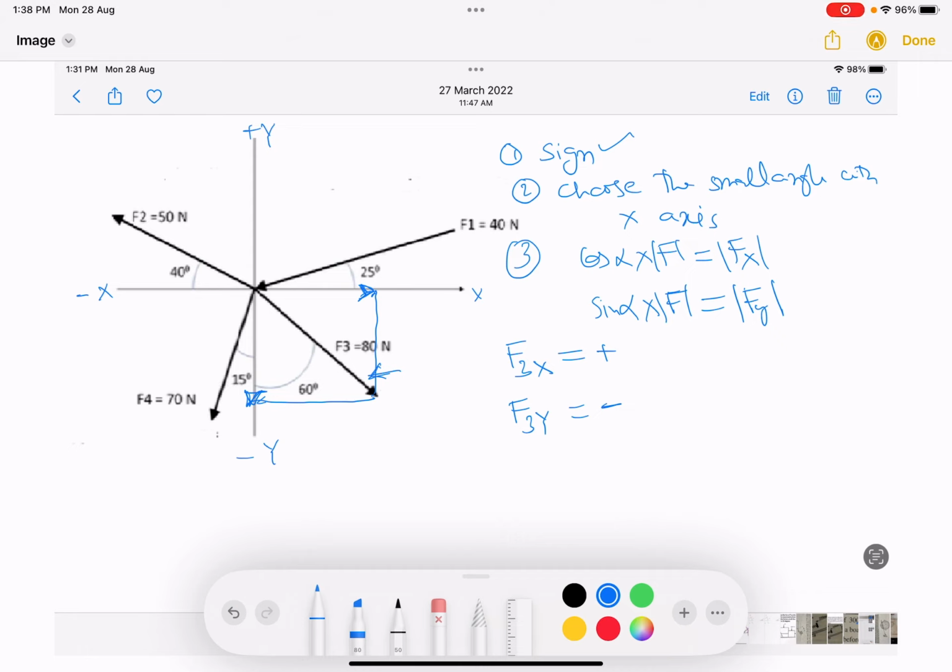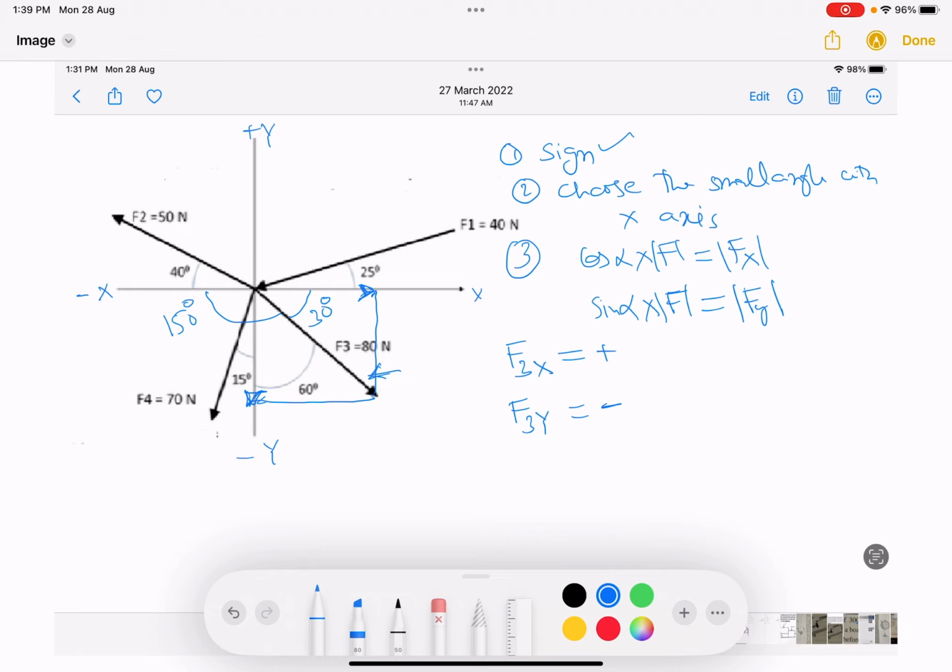Fine. Now let's choose the second rule. Choose the smaller angle which the force makes with x-axis. Now see, this force F3 is making 60 degrees with y-axis. That means it is making 30 degrees with x-axis, and it is also making 180 minus 30, which is 150 degrees with x-axis. So you will choose the smaller angle which the force makes with x-axis, which is 30 degrees, right?